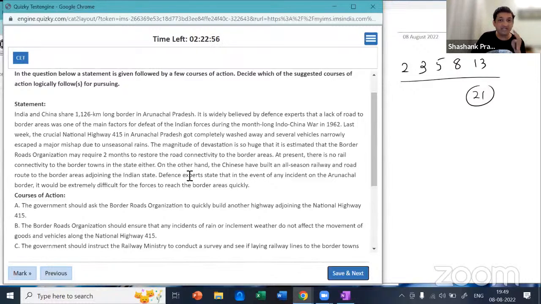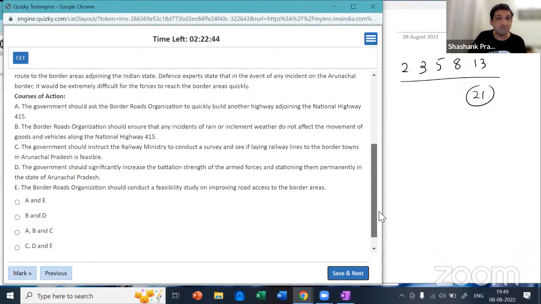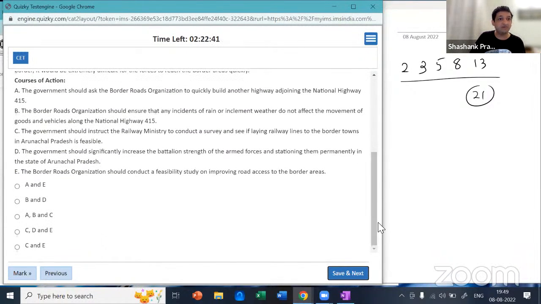There is no rail connectivity either. Chinese have built an all-season road. Okay, defense experts state that in the event of any incident, it will be extremely problematic. Okay, understood. So what is the problem? What is the course of action? Should ask the border roads to quickly build another highway along the National Highway 415. Okay, but it's not as if we can design that now. Should ensure that any incidents of rain or inclement weather do not affect the movement of goods and vehicles. Again, but how? The government should instruct the railway ministry to conduct a survey and see if railway lines are feasible. Yeah, this sounds like a decent one, because we're at least thinking it through. So C seems to be one.